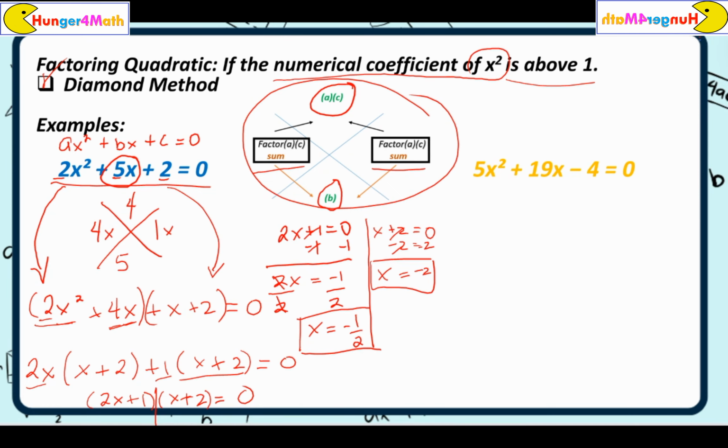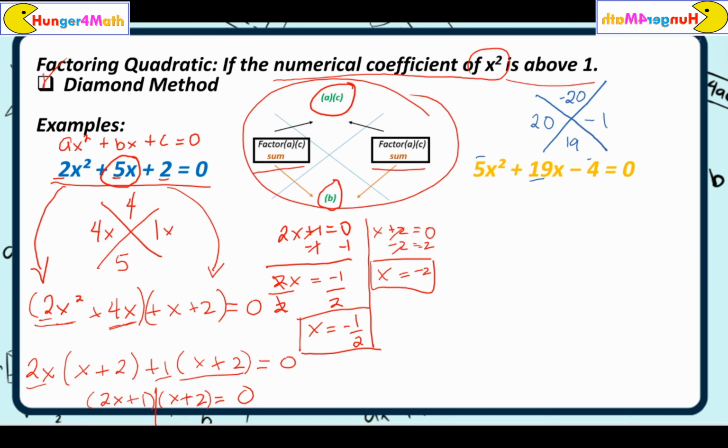Next example, we have 5x squared plus 19x minus 4 is equal to 0. So let's use the diamond method. The top will be a times c, which is 5 times -4, and that is -20. Down here is the value of b, which is 19. And the left and right, the factors of -20 that the sum is 19, is 20 and -1. Since 20 times -1 is -20 and 20 minus 1 is 19.